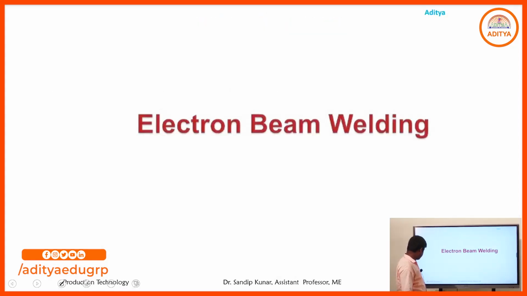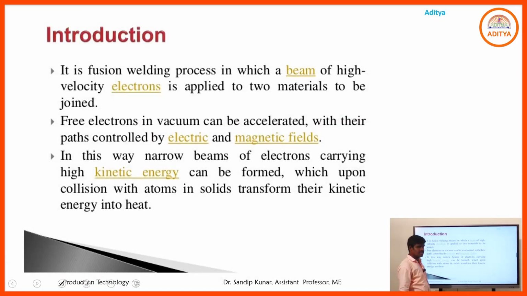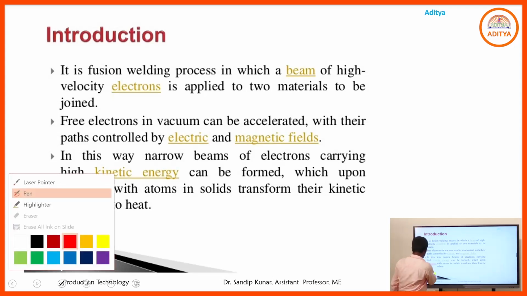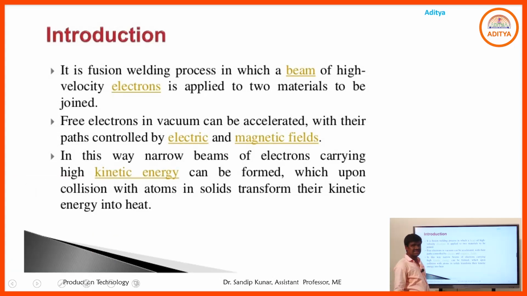Electron beam welding. First, an introduction to electron beam welding. It is a fusion welding process. Fusion welding means we apply heat to the particular workpiece, and due to the heating, the metal is converted into molten metal. Molten means a plastic state condition. Then the workpiece will be joined.